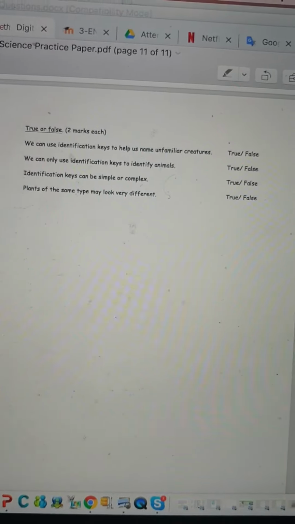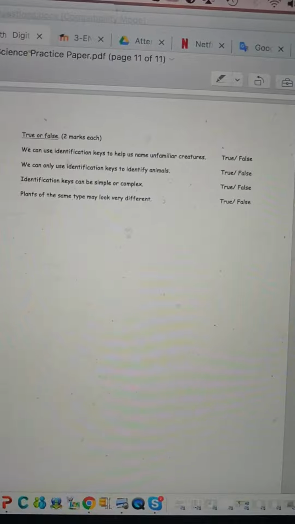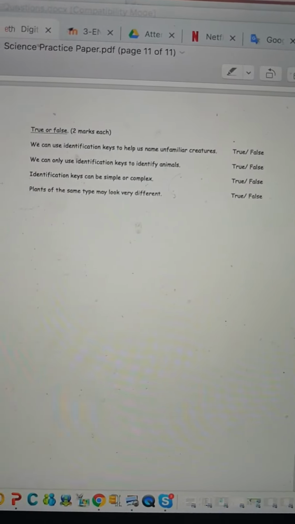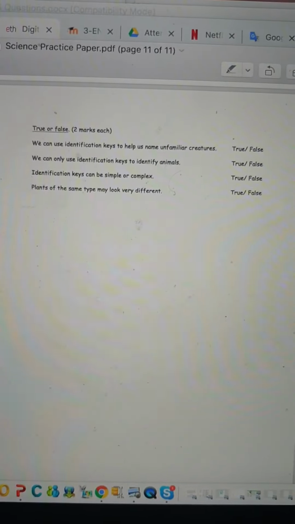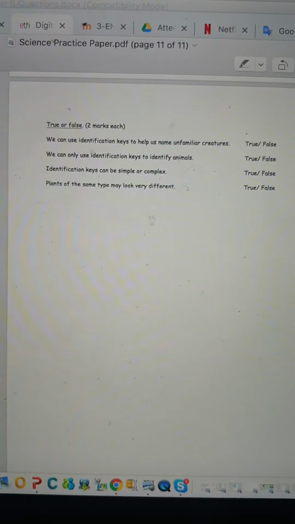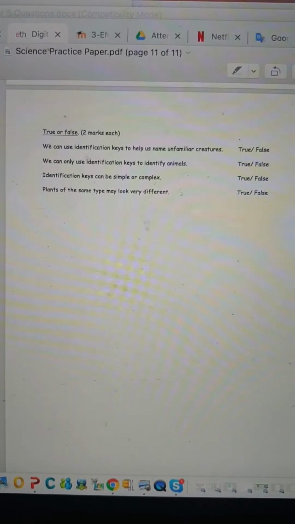Second one, we can only use identification keys to identify animals. Third one is, identification keys can be simple or complex. And the last one, plants of the same type may look very different. So just put a ring around either true or false for those questions.